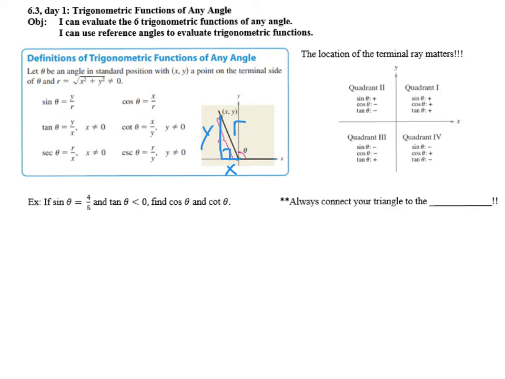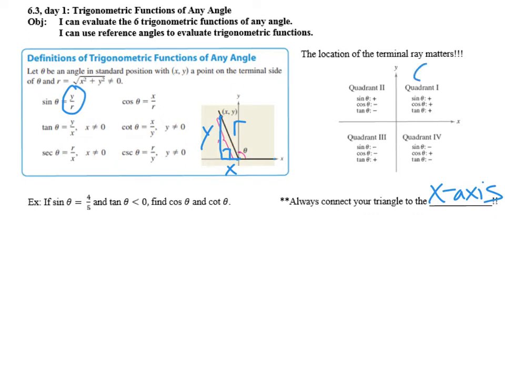But if you wanted to think about it, y, that vertical side of the triangle that I just drew, is kind of like what we call opposite. X is like adjacent, and r is always like the hypotenuse. So for this angle's sine value, instead of opposite over hypotenuse, notice that sine is y over r, okay? Notice that triangle that I drew in blue. You always connect that triangle to the x-axis. Kind of think of it like a reference angle.